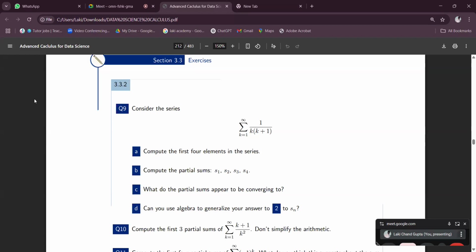Okay. Can you tell the first four elements of this series? First four elements. Yes.